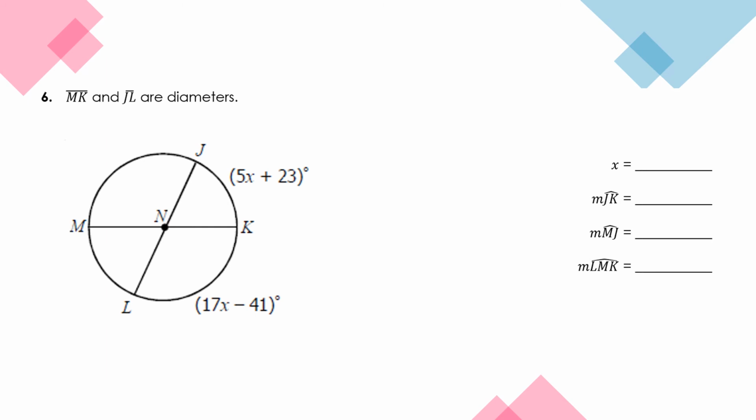And if JL is a diameter, then that means that arc JK and arc KL are a semicircle, or they equal 180 degrees. So I'm going to add those two and set them equal to 180 degrees. So I'm going to do 5x. So kind of like what I was talking about in the last one, but this is your only option because you don't have any specific degree measures.